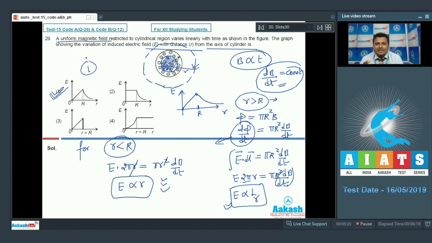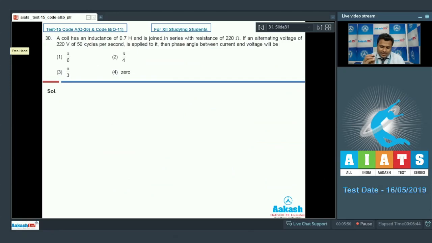Now move on to the next, that is 30 number. Question number 30, everyone. A coil has an inductance of 0.7 Henry and is joined in series with a resistance of 220 ohm. If an alternating voltage of 220 volt of 50 cycles per second is applied to it, then the phase angle between current and voltage will be what?